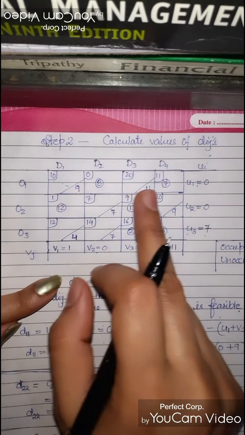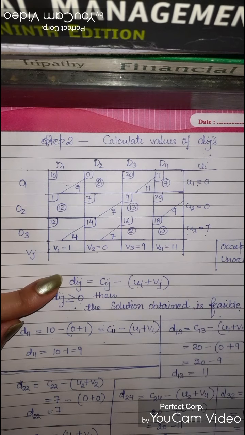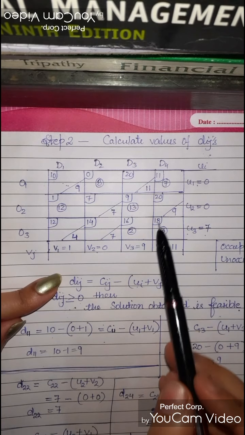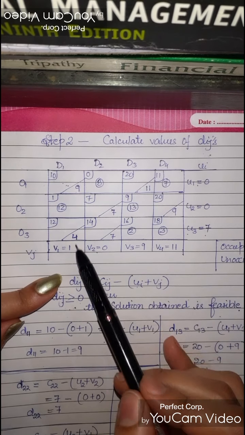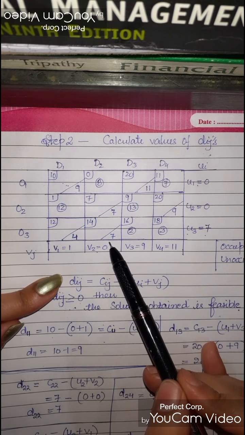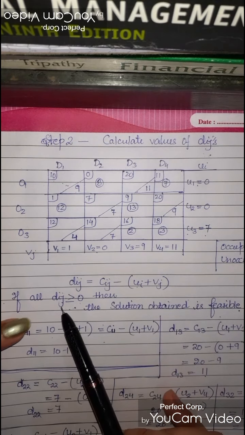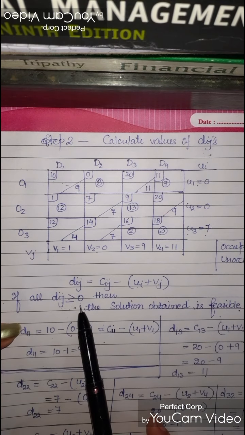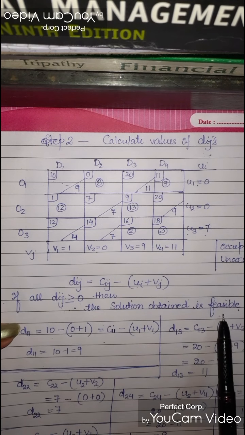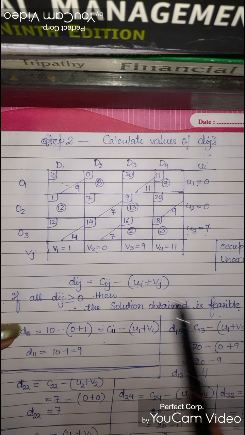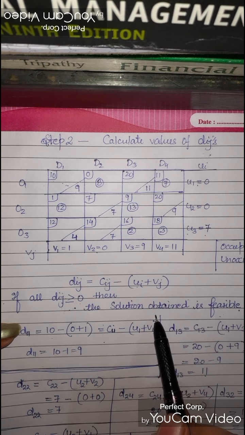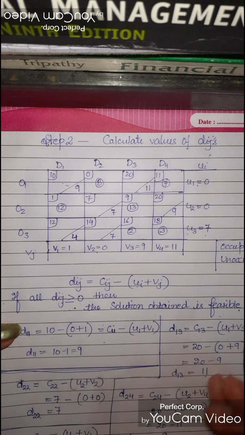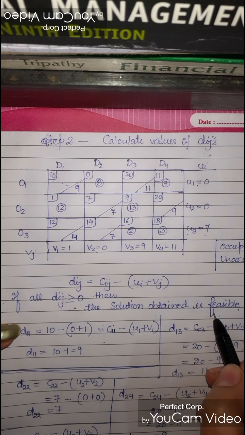Since we have calculated all the dij's for the unoccupied cells, we have obtained all the dij's positive. All the dij's we have calculated are positive. And we have already studied that if all dij's are greater than or equal to 0, then the solution obtained is feasible. Therefore, for this problem, we can say that the transportation cost obtained by using Vogel's approximation method was feasible and the solution was optimal.